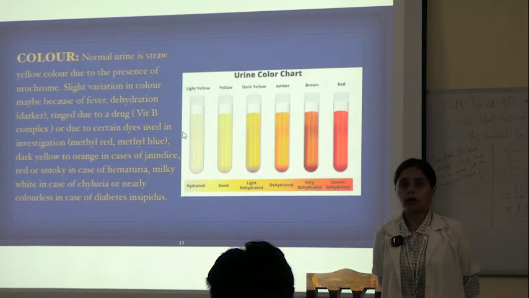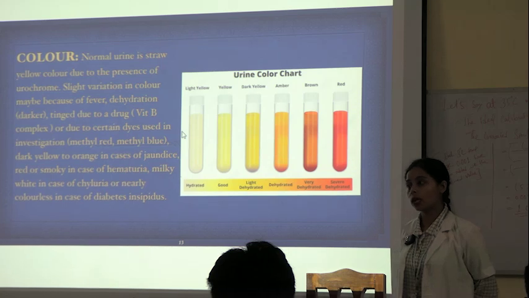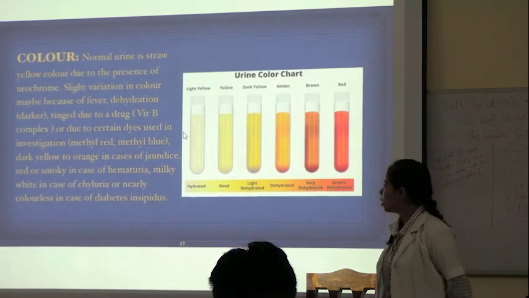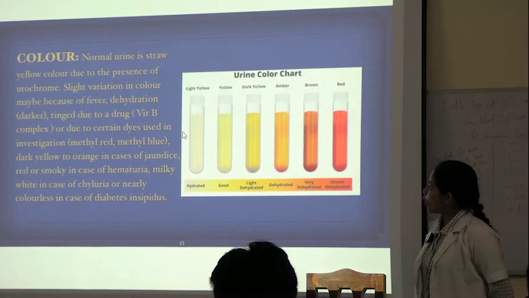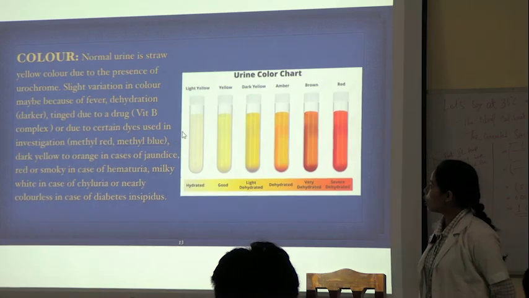In case of anti-tubercular therapy, ATT, when the patient is taking ATT, the urine color will change. It will be orange, red in color. Or due to certain dyes used in investigation like methyl red or methyl blue.